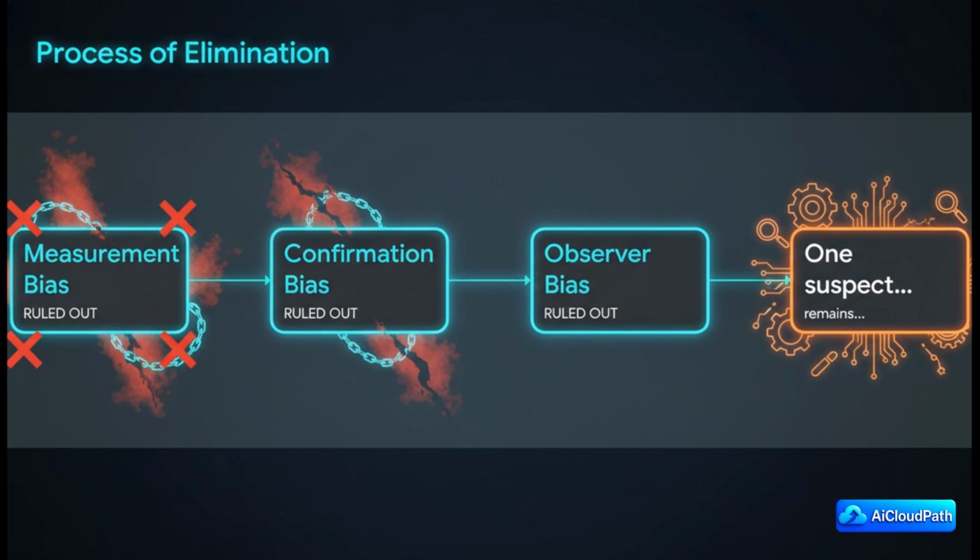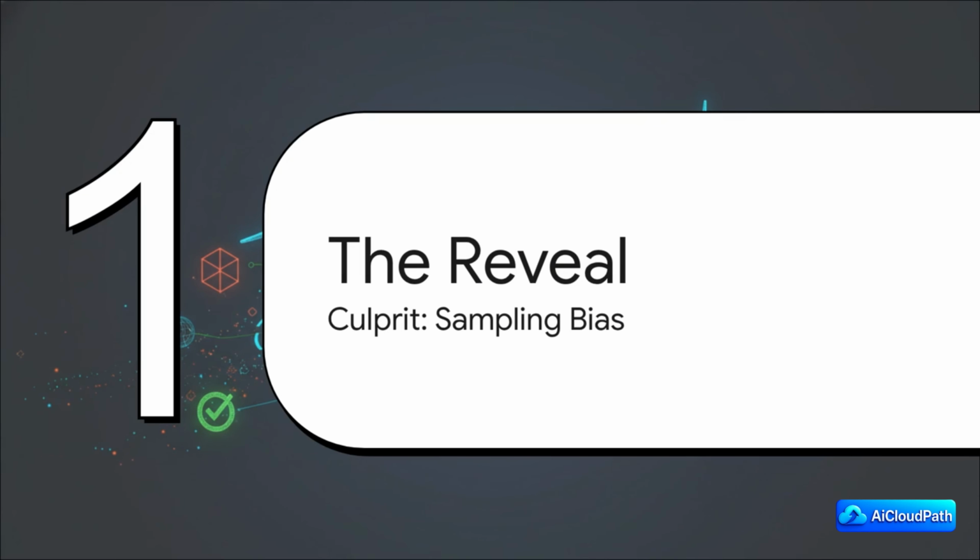So, where does that leave us? We've gone through our lineup. Measurement bias? Ruled out. Confirmation bias? Doesn't fit. Observer bias? Nope. Through the process of elimination, that leaves just one suspect standing. And it's time for the reveal. The culprit behind the bank's skewed AI, the reason all those rural applicants were getting unfairly denied, is sampling bias.